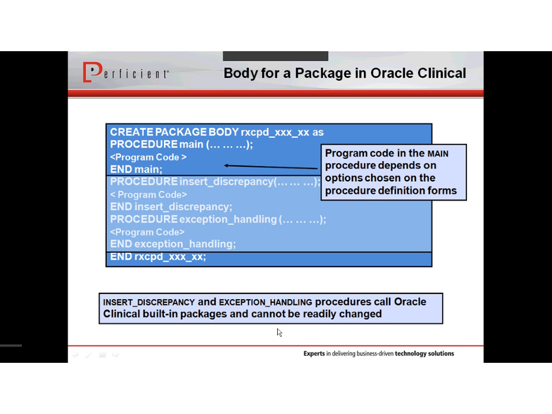The package body, again, it's create package body, the same nomenclature, procedure ID and version number, procedure main, and program code. Again, this is what gets generated. This is what gets changed depending upon how you complete the different variables, different fields on the procedure generation form, the procedure template. The second section is part of the code, but you don't see it. You'll be able to list it and view it in Oracle Clinical if you want, but it basically gets done automatically, and there's really no easy way to change that. So the insert discrepancy and exception handling procedures call Oracle Clinical built-in packages that can't readily be changed.